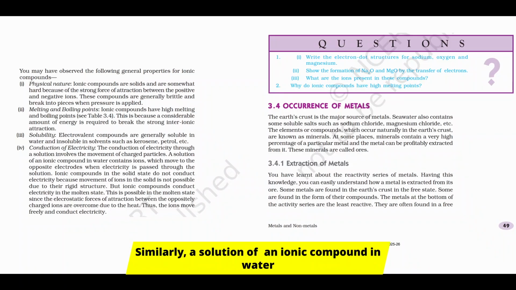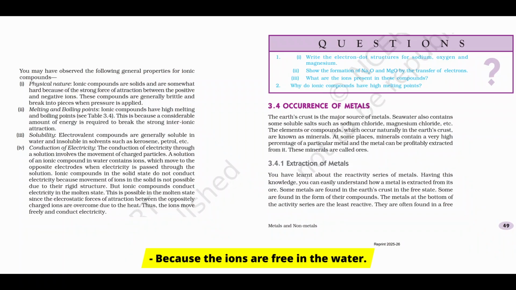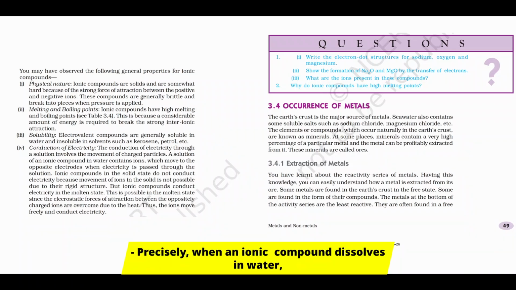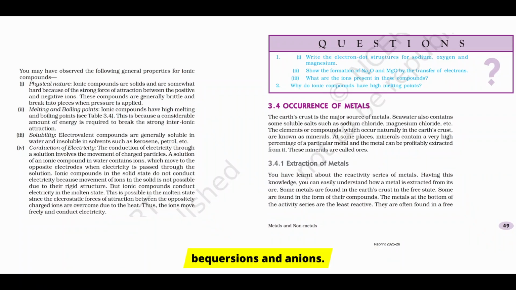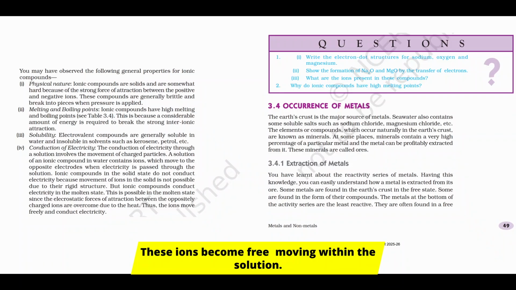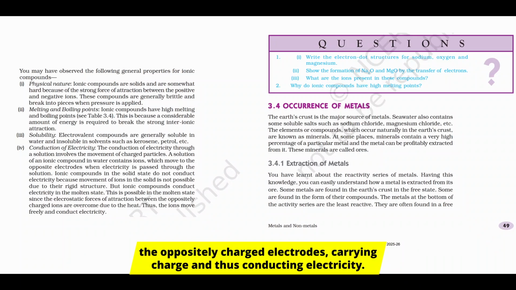Similarly, a solution of an ionic compound in water, an aqueous solution, also conducts electricity. Because the ions are free in the water. Precisely. When an ionic compound dissolves in water, it dissociates, breaking up into its constituent ions, cations and anions. These ions become free-moving within the solution. When you pass an electric current through the solution using electrodes, these free ions can move towards the oppositely charged electrodes, carrying charge and thus conducting electricity.